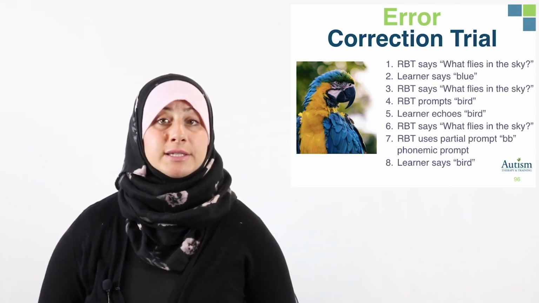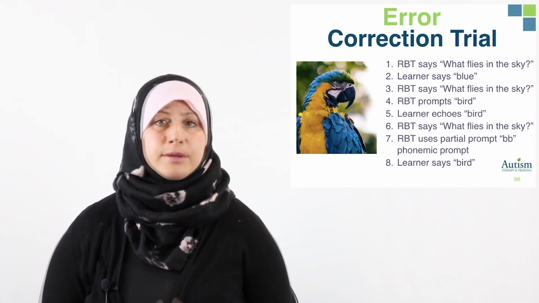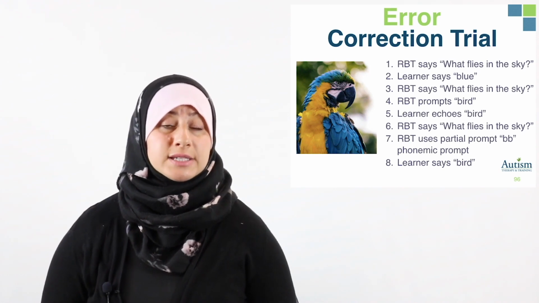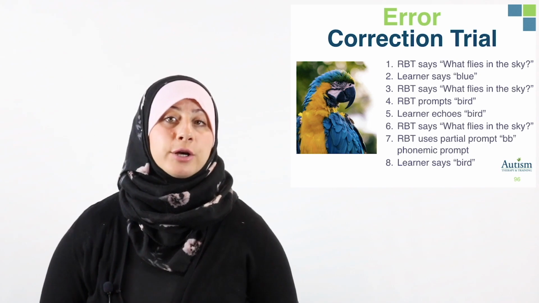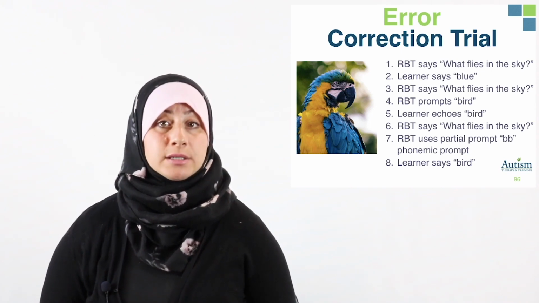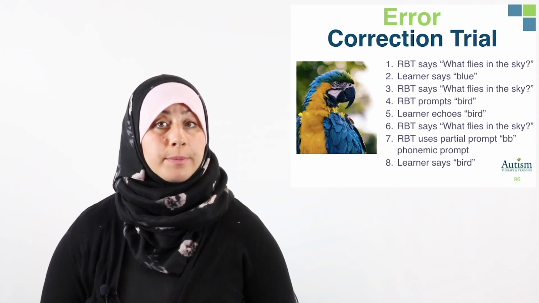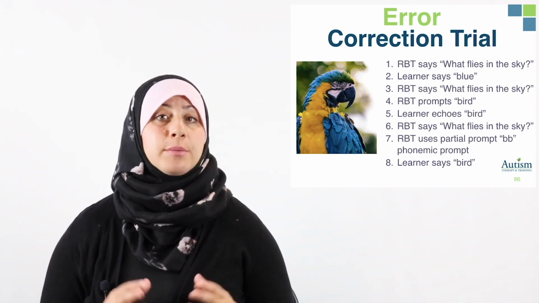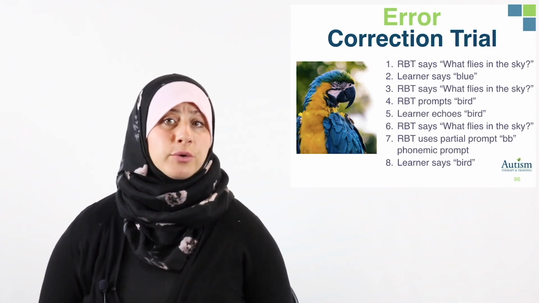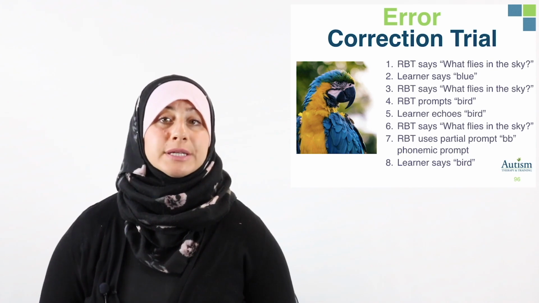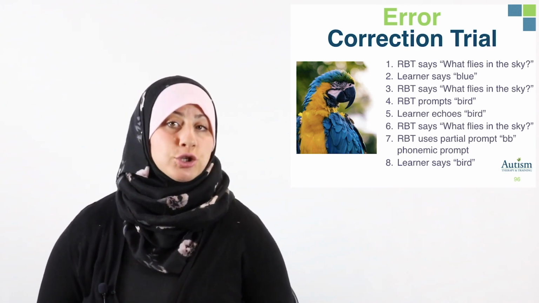The RBT says, "What flies in the sky?" The learner says, "Blue." The RBT says, "What flies in the sky?" and immediately prompts, "Bird." The learner echoes, "Bird." The RBT says, "What flies in the sky?" and now the RBT is going to provide a partial prompt, "B." The learner says, "Bird." Then you can reinforce. Now that's a long trial, but we've corrected the mistake properly and prompted the correct response and reinforced that. It's better not to take any shortcuts.